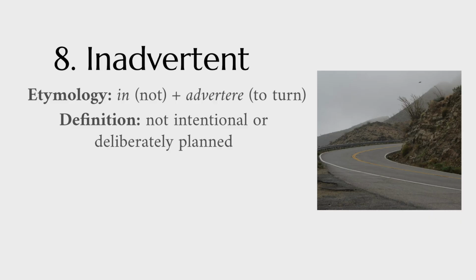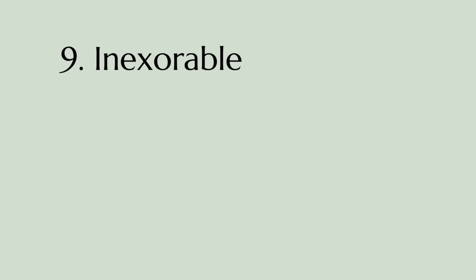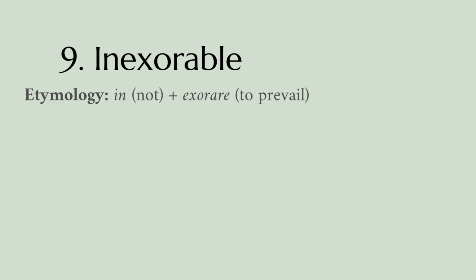And the sentence is, he had an inadvertent encounter with a middle school friend at the store and was thoroughly surprised to see her. So he didn't mean to turn towards this goal of seeing her, but he did end up seeing her. Number 9 is inexorable, which comes from in, meaning not, and exorare, which means to prevail.